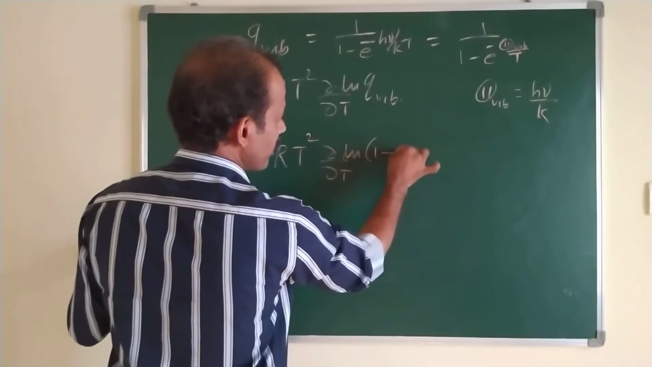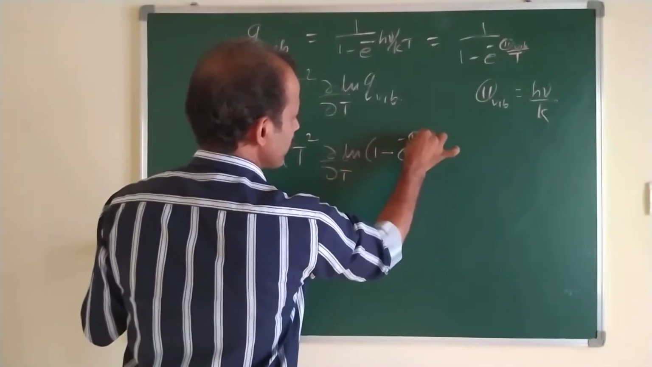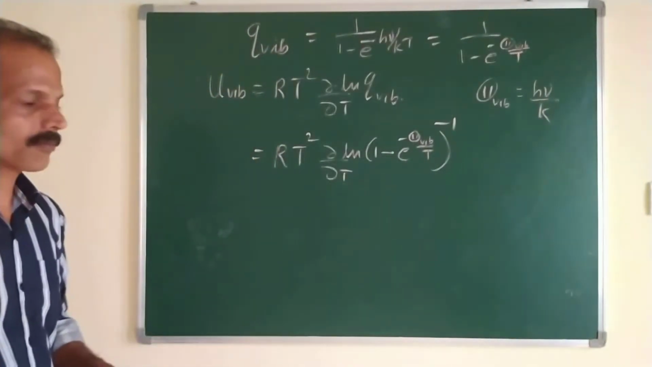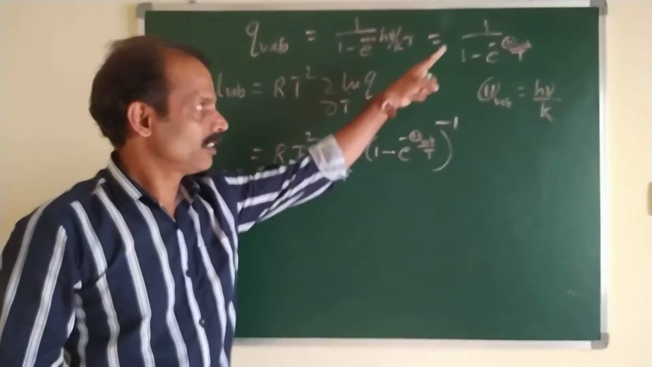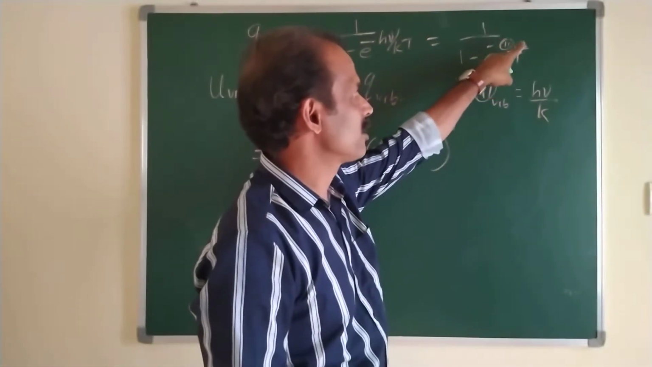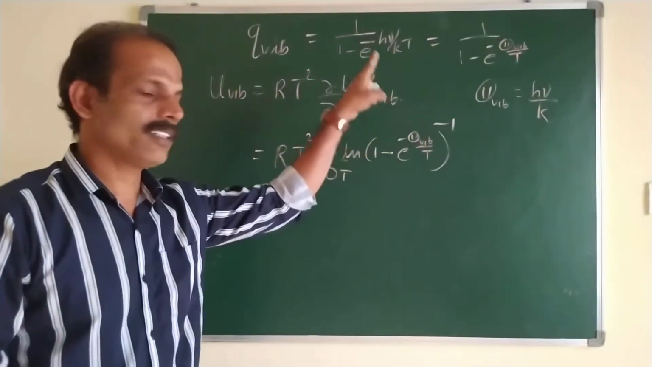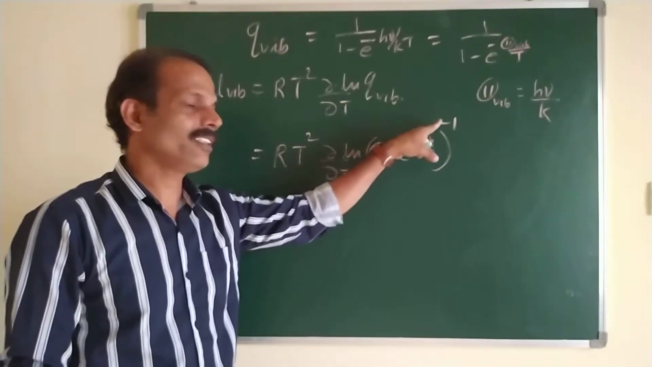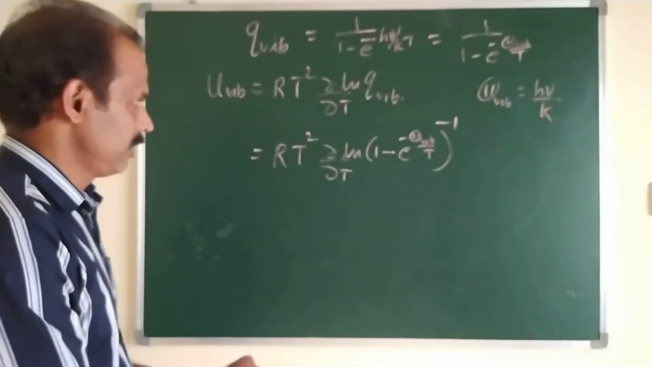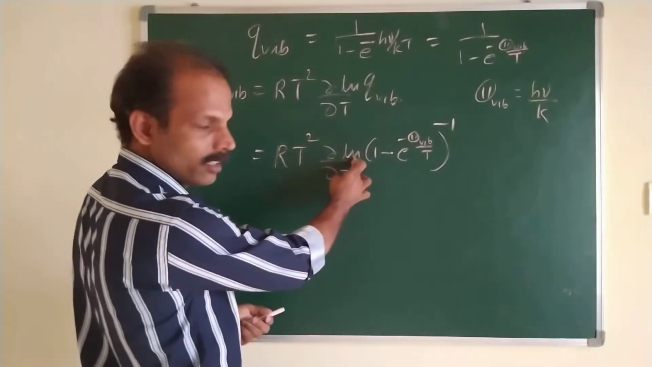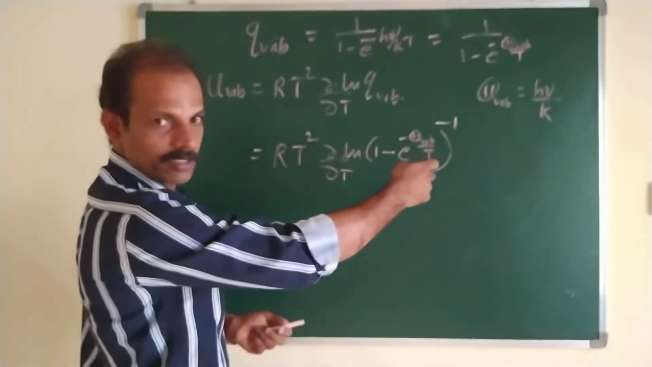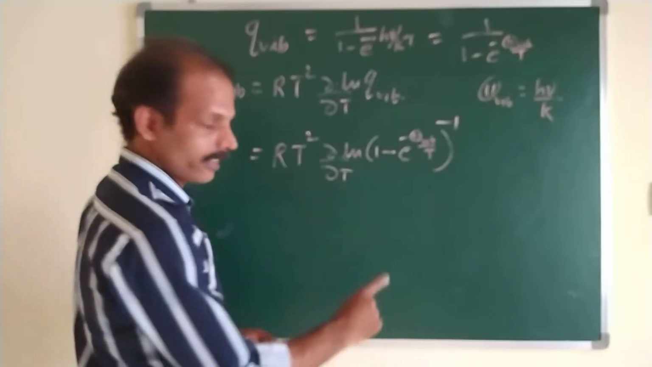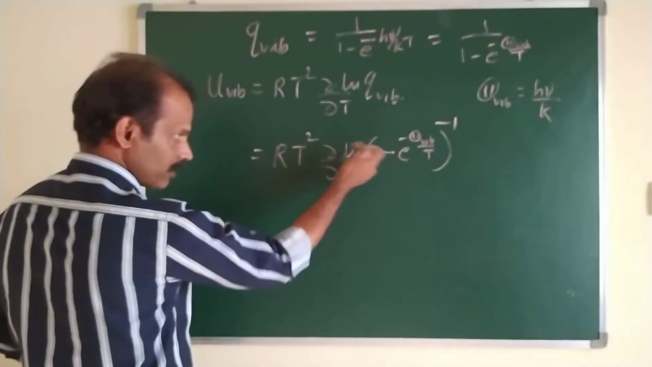I am writing this as (1 minus e raised to minus theta vibrational by T) whole raised to minus 1. Okay, 1 by 1 minus e raised to minus theta by T is just like (1 minus e raised to minus theta by T) to the power minus 1. Since it is a log, ln x raised to n is equal to n ln x. So we can put this.